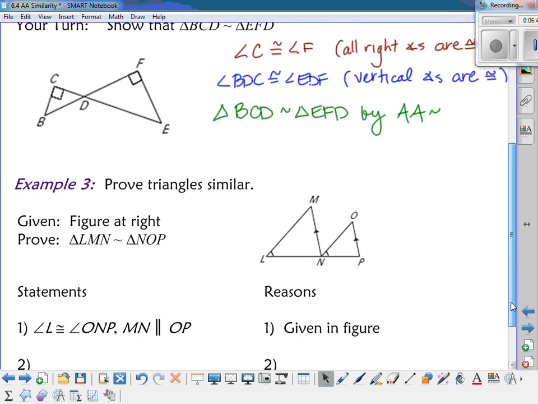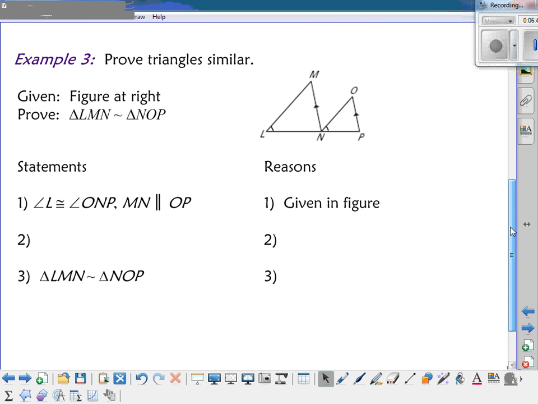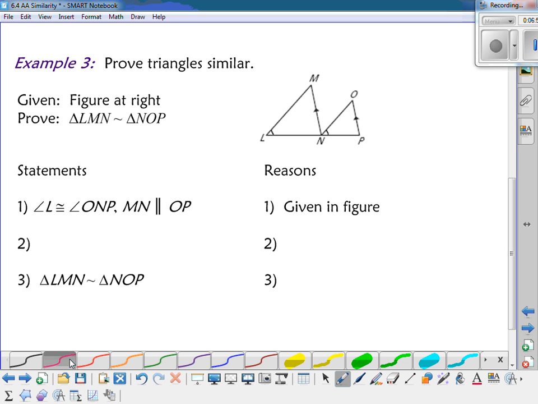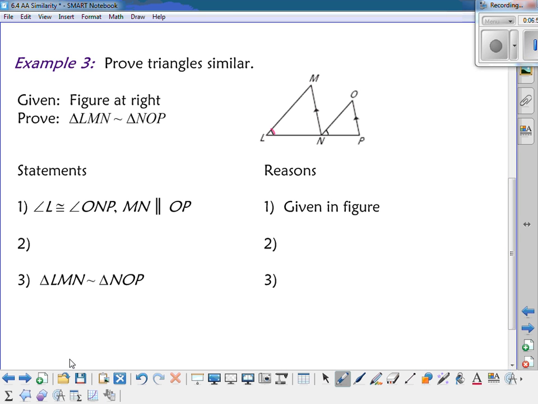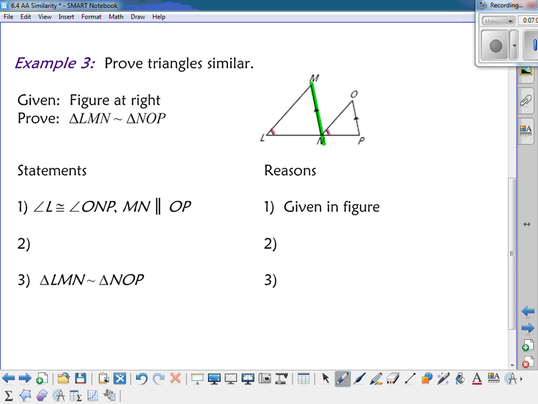Example 3, we are going to prove triangles are similar. We're given the figure at the right, and we're going to prove that triangle LMN is similar to triangle NOP. So in the figure, I can see that angle L is congruent to angle ONP. And then I also have parallel lines marked. MN is parallel to OP.